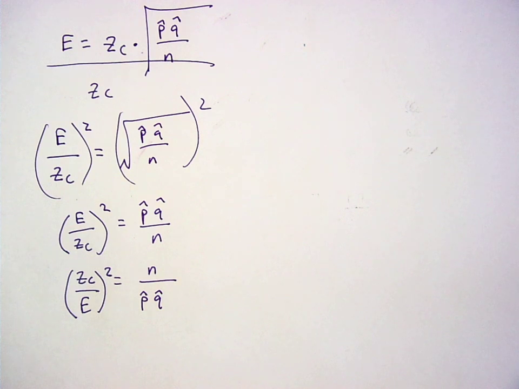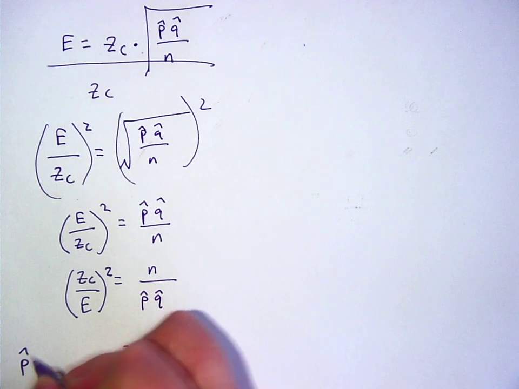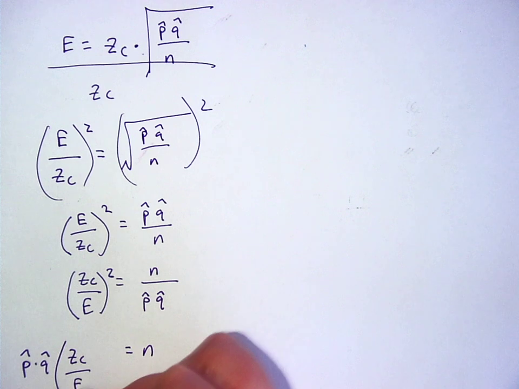Now how do I get rid of that p hat and q hat? Multiply by p hat and q hat. So my final answer is n equals p hat times q hat times parentheses z sub c over e, squared.